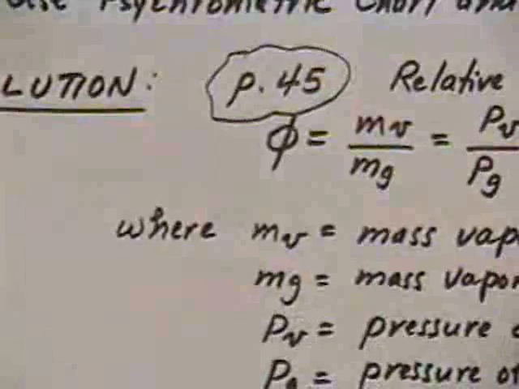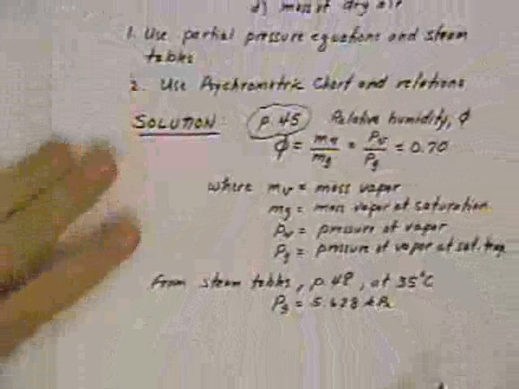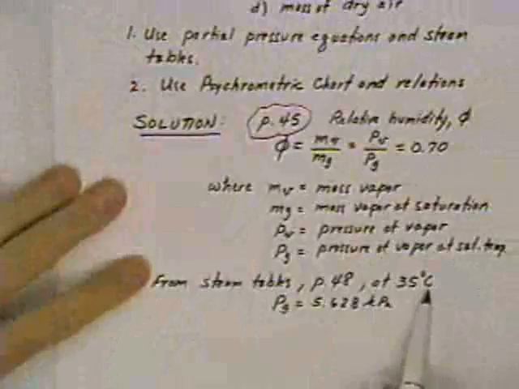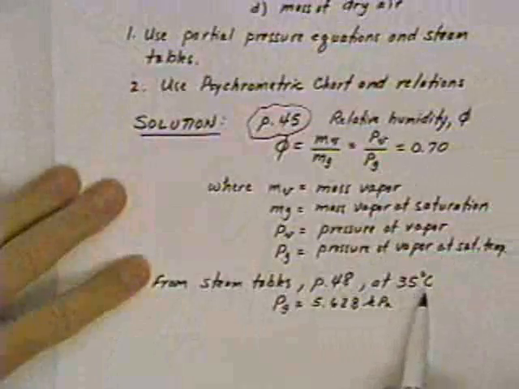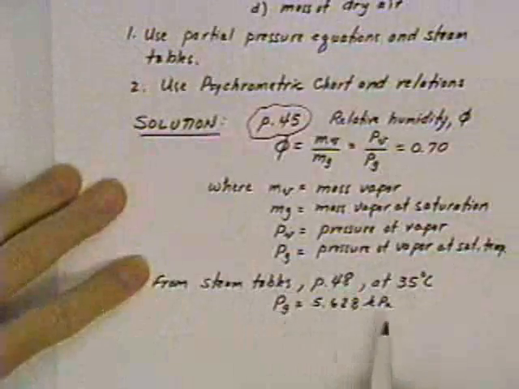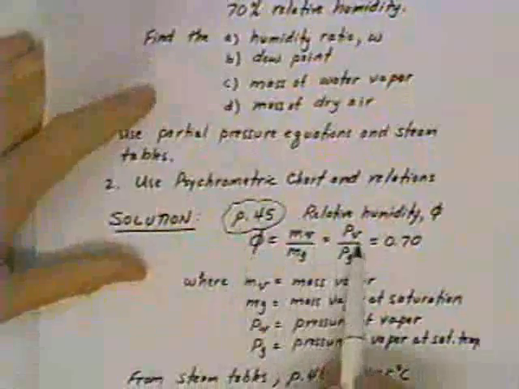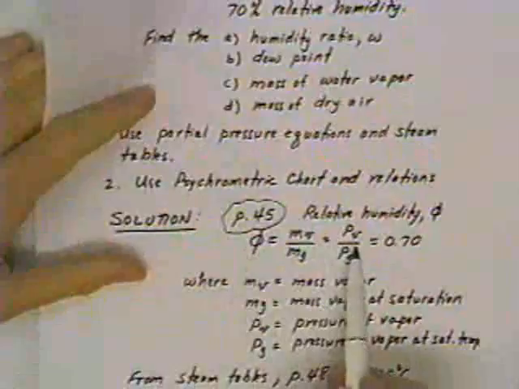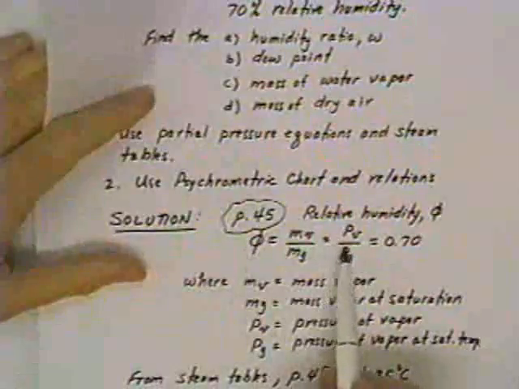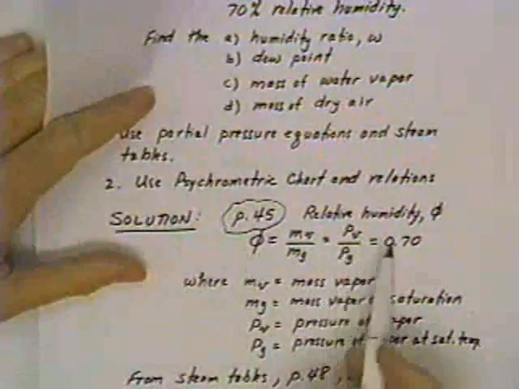And so if we put this back on, yeah, steam tables, page 48, 35 degrees C. PG is 5.628 kilopascals. That's what we just came up with. Okay, now, using the expression that the relative humidity phi is equal to PV over PG, we can actually solve then for the partial pressure of the water vapor in the atmosphere for this particular condition.